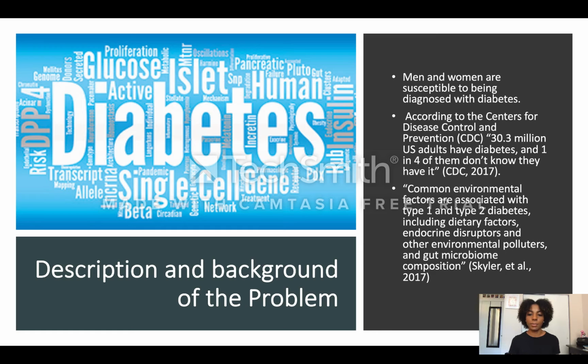Over time, high blood glucose leads to problems such as heart disease, stroke, kidney disease, eye problems, dental disease, nerve damage, and foot problems. According to the CDC, 30.3 million US adults have diabetes, and 1 in 4 of them don't even know that they have it. Common environmental factors are associated with type 1 and type 2 diabetes, including dietary factors, endocrine disruptors, and other environmental polluters, and gut microbiome composition.